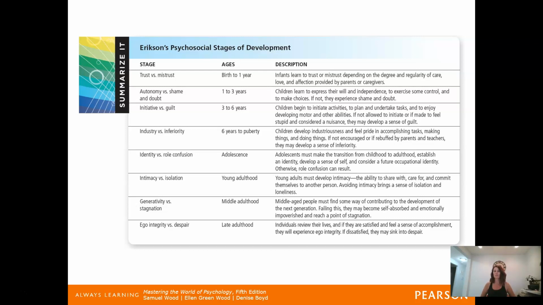This is 1 to 3 years of age, so children learn to express their will and independence, to exercise some control, to make choices. If not, they experience shame and doubt. Your initiative versus guilt, so 3 to 6 years of age, so the children begin to initiate activities, to plan and undertake tasks, and enjoy developing motor and other abilities. If not allowed to initiate it, it may make them feel stupid or considered a nuisance.